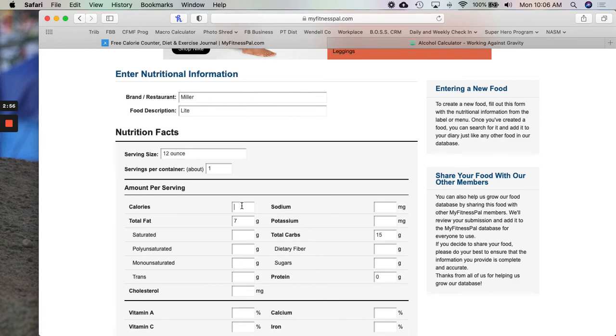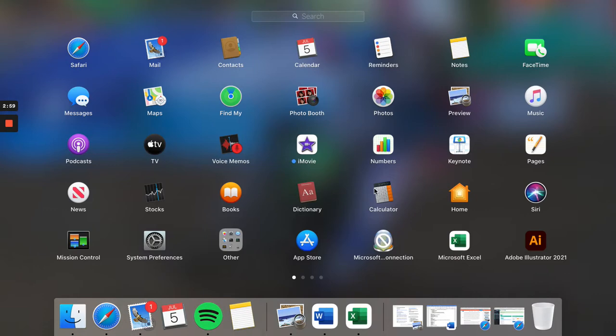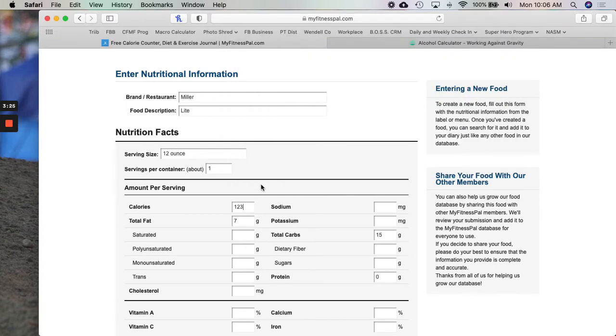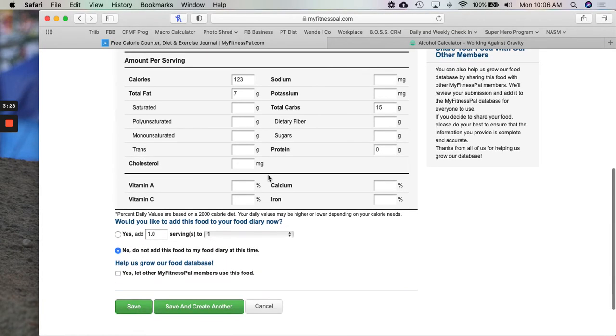And if you want to figure out the calories, what you would do is go to your calculator here. So there are 4 calories for every gram of carbohydrates. So we have 15 grams of carbohydrates times 4 calories per gram, plus fats have 9 calories per gram, which we talked about in one of the lessons in the course. So you would take plus 7 grams of fat times 9 calories, and that 1 Miller Lite is 123 calories. Okay, so that's how you get the calories. And then you can either add it to your journal, or you can just save it in your database.